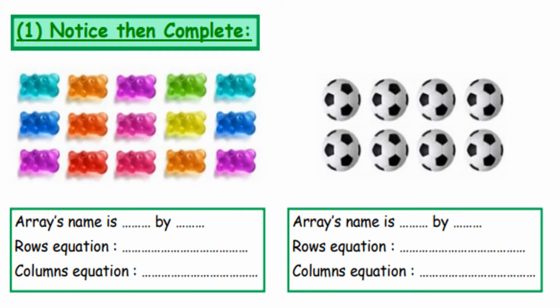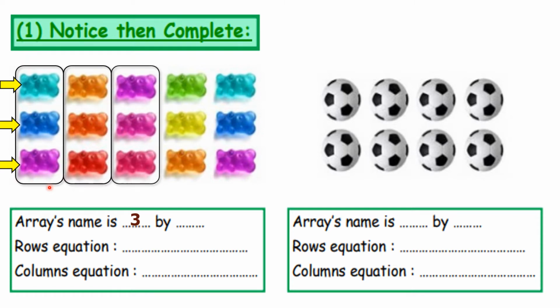Notice and complete. I have an array here and I want to write the name of it. First array, I want to write the name of this array. So let's see how many rows it has. 1, 2, 3 rows. So I will write here 3 in rows. How many columns does it have? 1, 2, 3, 4, 5. So I put here in the columns 5. So the name of this array is 3 by 5.